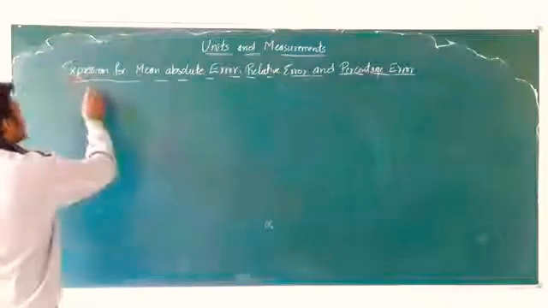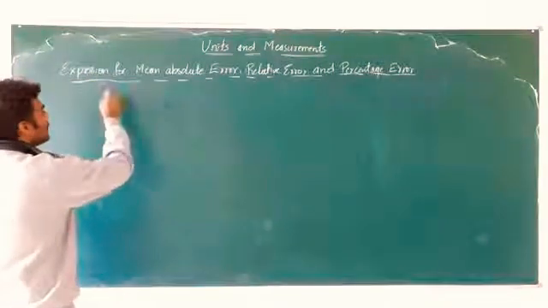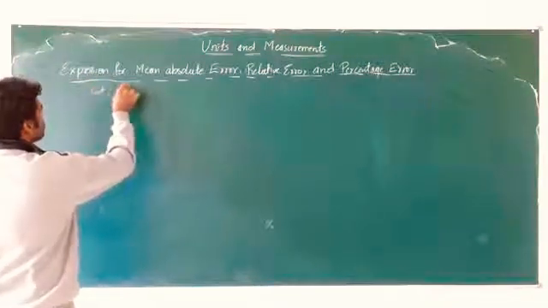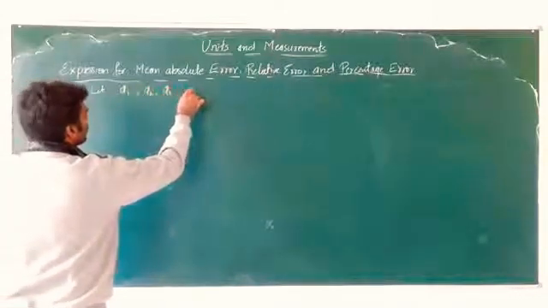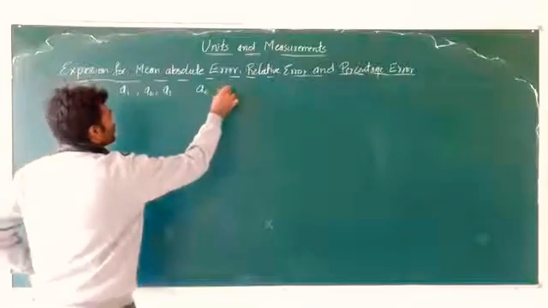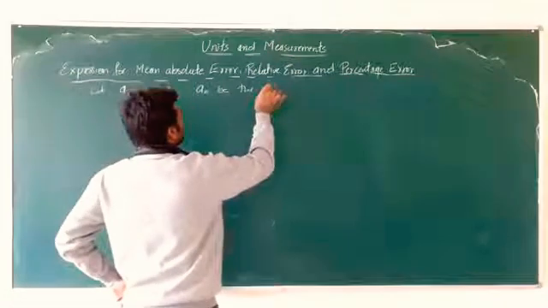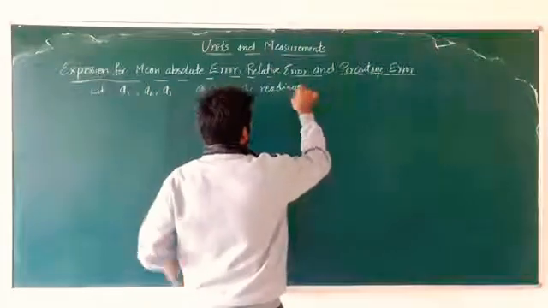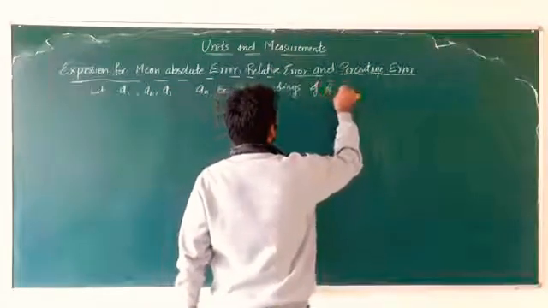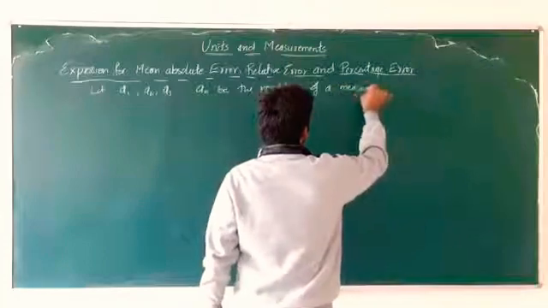Now let A1, A2, A3 and so on, AN be the readings of a measurement. How many readings are there? N readings, readings of a measurement.